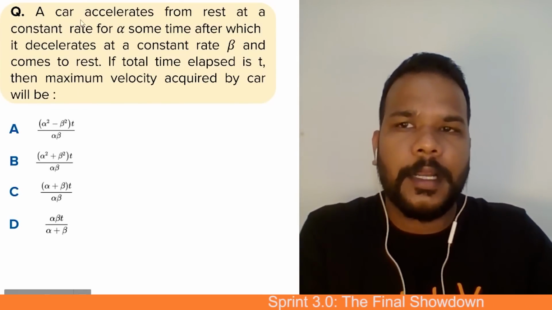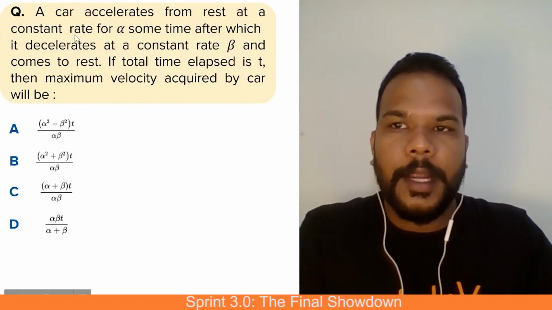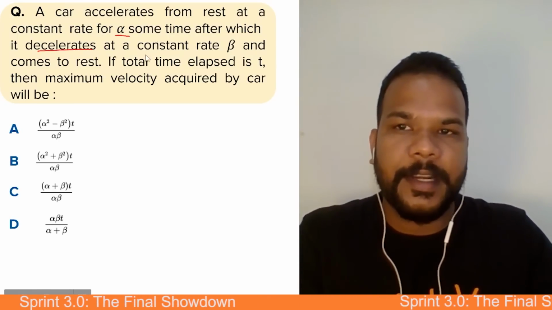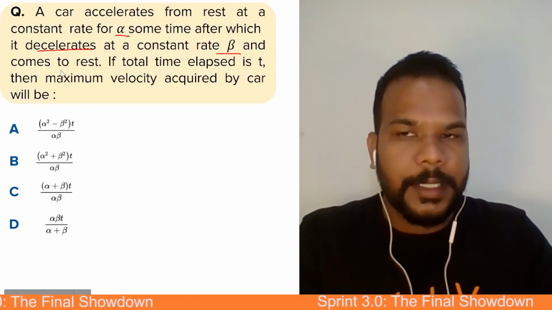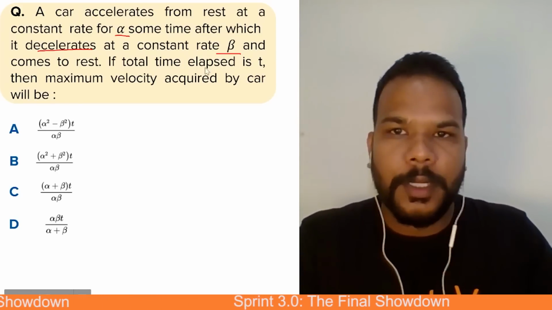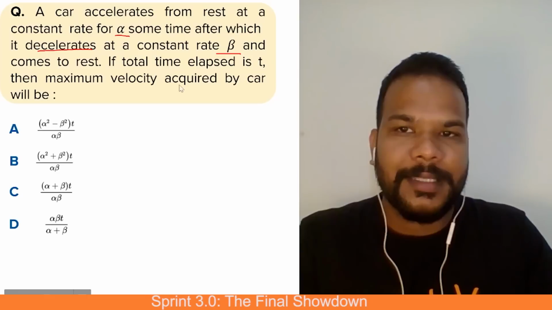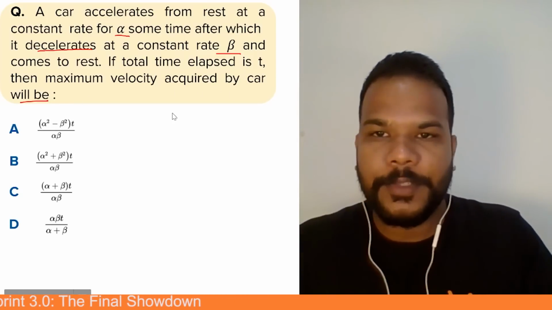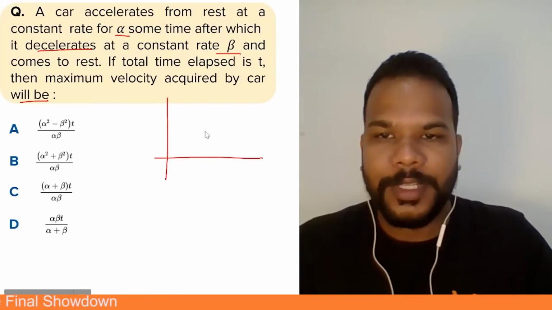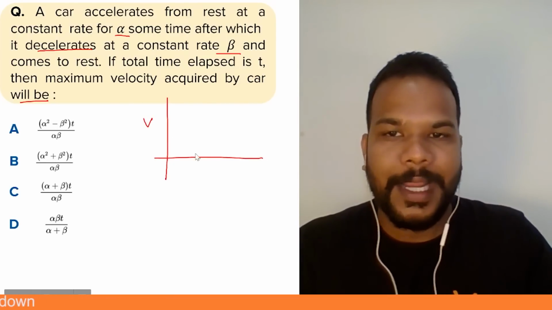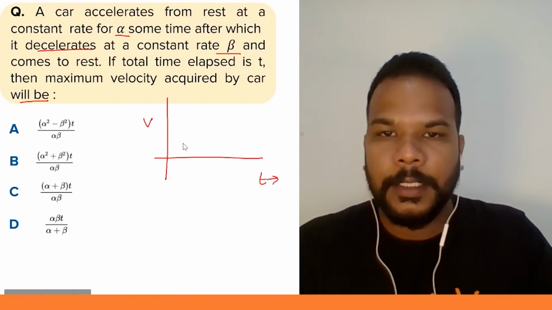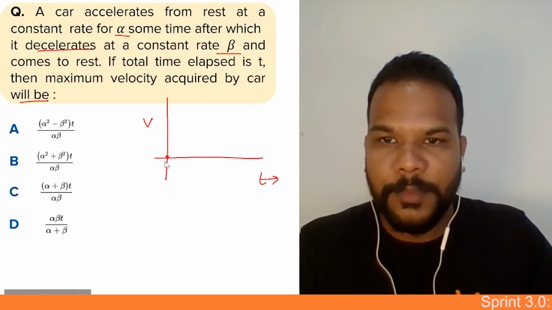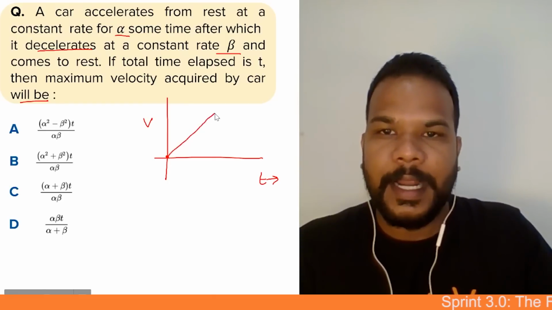The next question says that a car accelerates from rest at a constant rate alpha for some time, after which it decelerates at a constant rate beta and then comes to rest. If the total time elapsed is t, then the maximum velocity acquired by the car will be how much? The best way to solve this question is to use a graph between velocity and time. Okay guys, if we draw a graph here, initially the body is starting from rest, so its velocity will increase at a rate alpha.